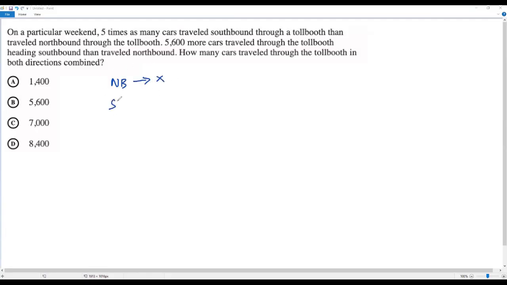According to the first information, then what is the number of cars traveled through southbound? So it's clearly 5 times as many cars travel southbound through a toll booth than the number of cars traveled northbound through the toll booth. Then it has to be 5 times of this one, 5x. Okay, now we have to find the total number of cars traveled in both the directions. So to get that, we have to add these two quantities. Then I'm getting x + 5x equals 6x. Once I get the value of x, it can be multiplied by 6 to answer this question. That is the number of cars traveled through the toll booth in both directions combined.